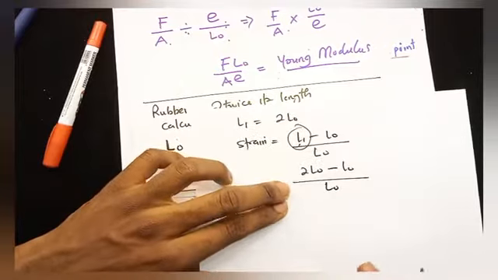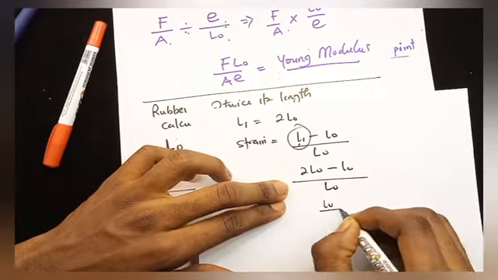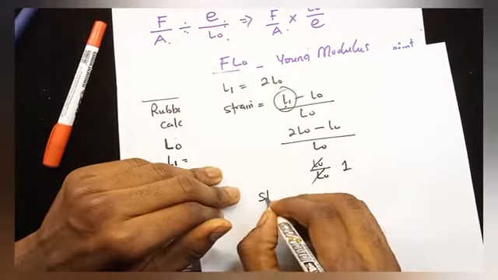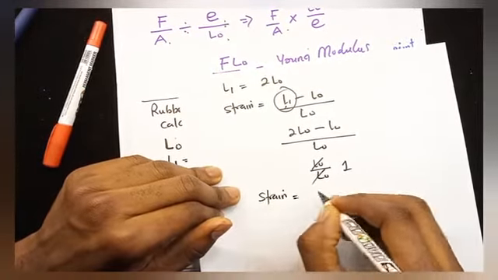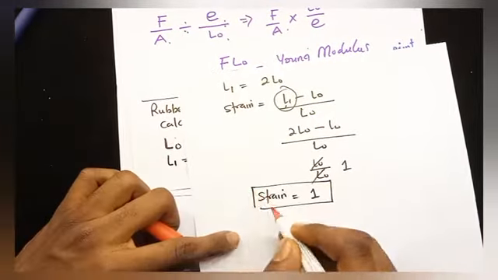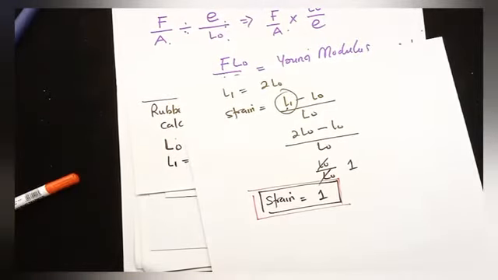2L0 minus L0 is what? Exactly, 1L0. So we have L0 over L0, and L0 over L0 is equal to 1. So the strain on this material is equal to 1. There is no unit. Strain has no unit, and this is the final answer. Can you see how cheap it actually is?